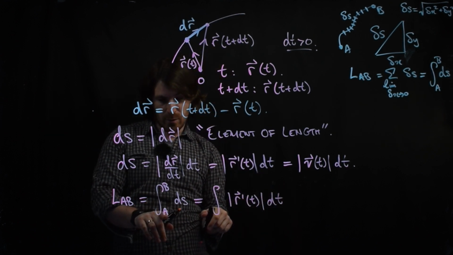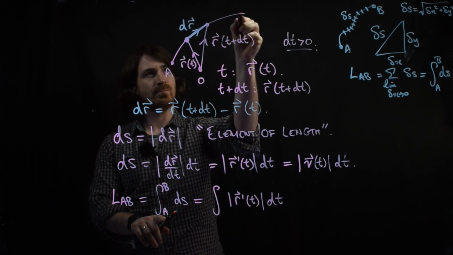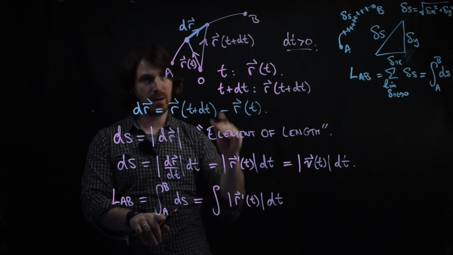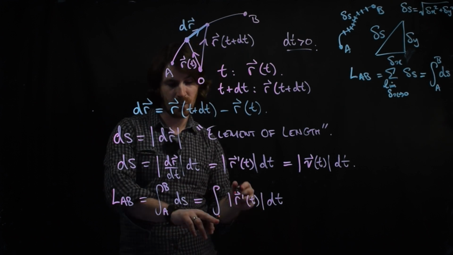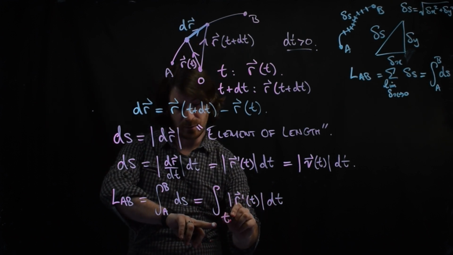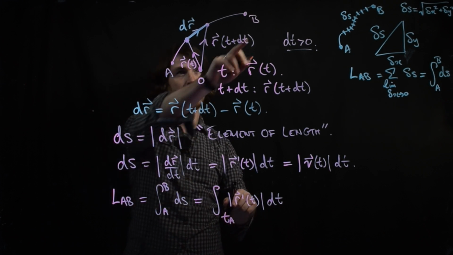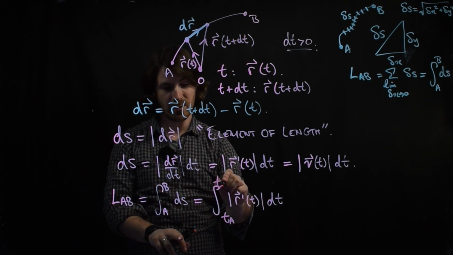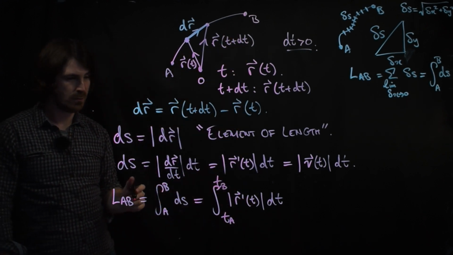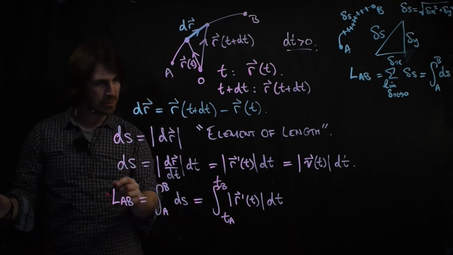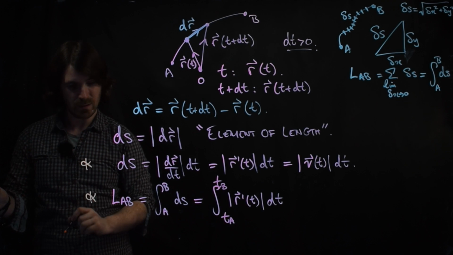And going from A to B, the total length of our curve. At point A, t is whatever value of t takes us to point A. And at point B, t corresponds to whatever value of t takes us to point B. So these are two important formulae that you should burn into your mind.